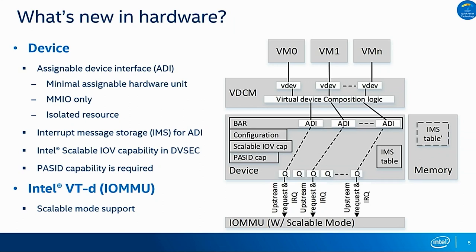On the interrupt side, Intel Scalable IOV also introduces a new concept, IMS, interrupt message storage, to overcome the number limitation of MSI-X. As we all know, MSI-X only supports 2048 vectors, but for ADIs, one physical function might have more than 2048 ADIs, so IMS is needed to overcome this issue. And the Intel Scalable IOV capable device also needs to present the hardware capability in the device, and the PASID capability is also required.